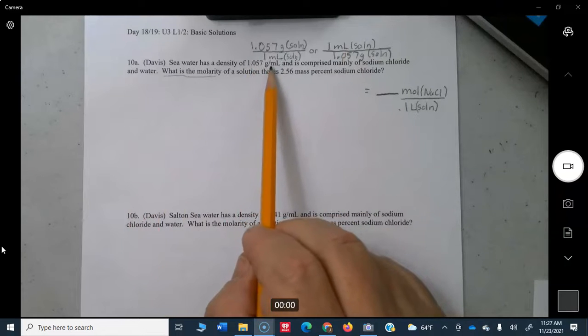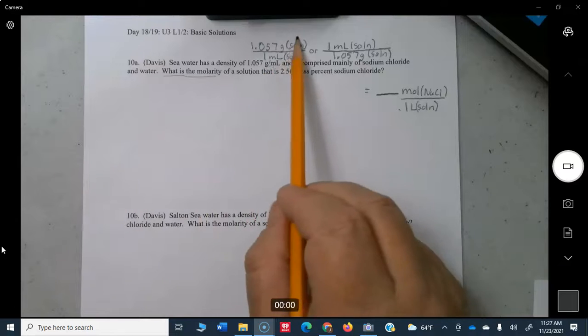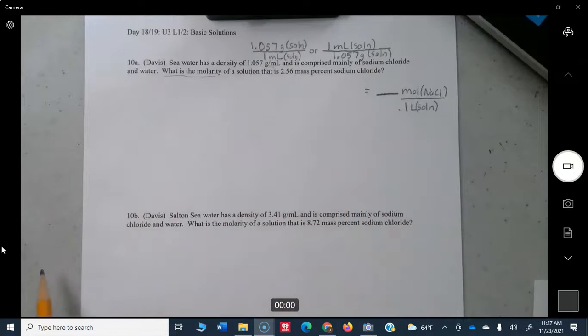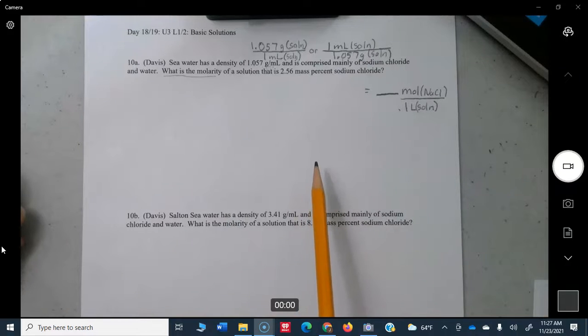So they give you one of the conversion factors. You just have to recognize that there's a 1 in front of that milliliter. And so we wrote it like that, and then we flipped it. Okay, so that takes care of that. That's going to be a conversion that we're going to use in this problem.